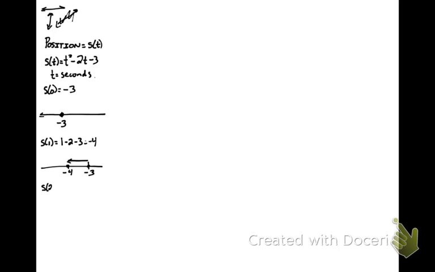s of 2, for that same function, would tell us that the particle is now, let's see, 4 minus 3, so it's back at negative 3. So what this means in terms of a picture was our particle started at negative 3, and 1 second later it was at negative 4, and then in the next second it traveled back to negative 3.